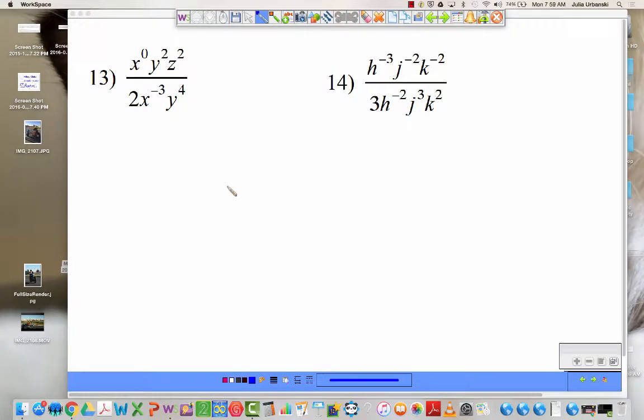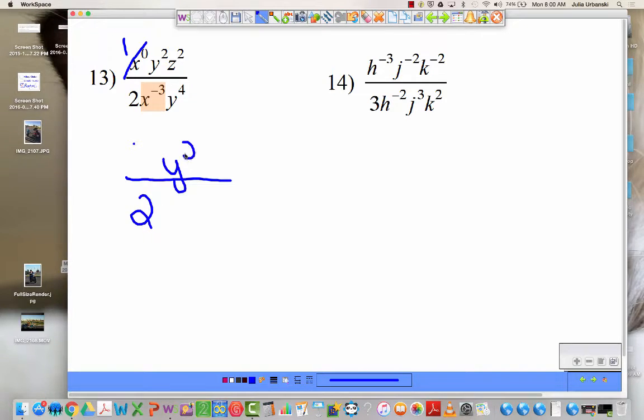Number 13, you tell me, what do you see to do first? Okay, we're going to move the negative 3. What else can I do right away? Reduce the x to the 0 to 1. That just becomes a 1. All right, nothing else is done in the first step. Some of you I know are going to mentally do this y squared, and that's fine. But let's do what we have left now. So we have 1 on top and 2 on bottom, y squared and z squared on top.